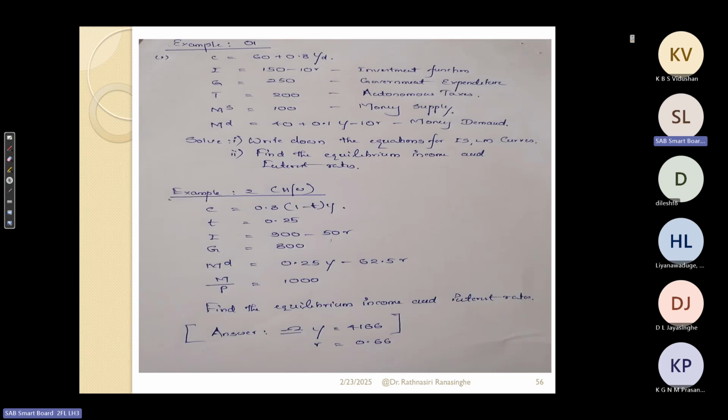Sometimes we may be given the money stock and the price level separately. Then you have to get the real money balance by dividing M over P. Sometimes we may be given investment like this: 150 is the autonomous investment, and then the interest elasticity of investment is 10. Combining those points, you can identify the investment function. And the money demand is 40 plus 0.1Y minus 10R. So that is the money demand function.